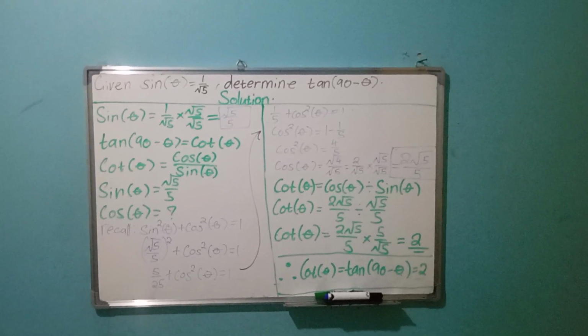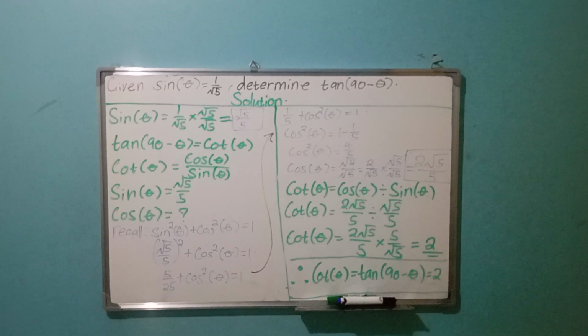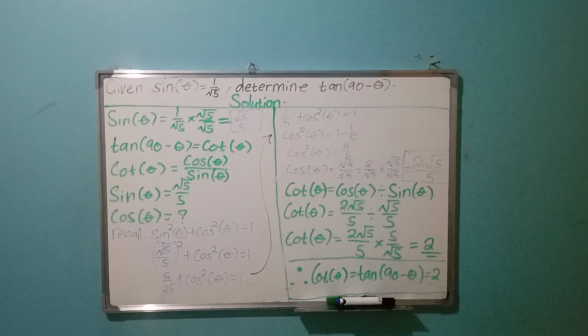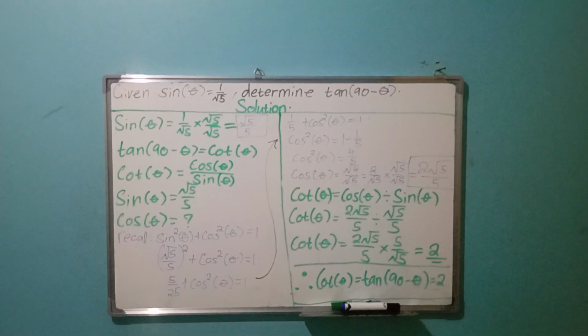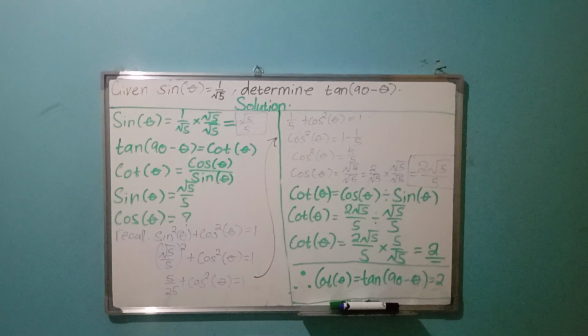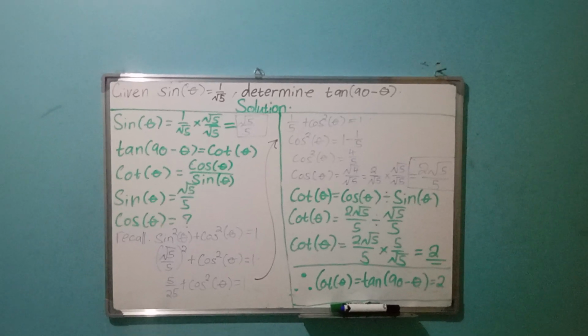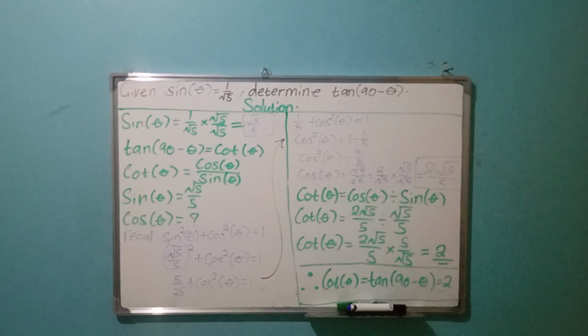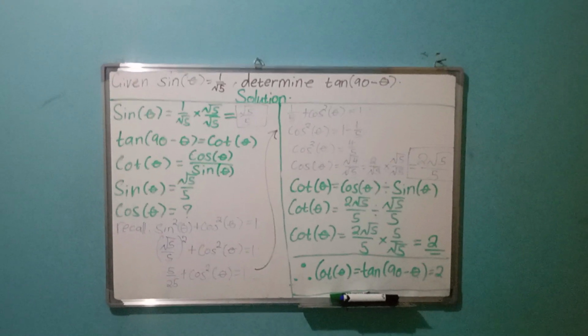Today we'll be handling this problem. Let's take a look. Given sin theta is 1 over root 5, determine the tangent of 90 minus theta. So sin theta is 1 over root 5. We can multiply by root 5 over root 5, which is the same as multiplying by 1, to get sin theta is the same as 1 over root 5 or root 5 over 5. They're all the same thing.